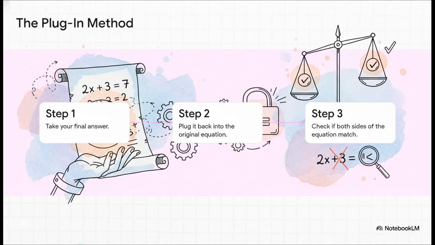This right here, this is the ultimate move. It's called the plug-in method, and it's so simple. Once you have what you think is the final answer, just take it and plug it back into the very first original equation. If the left side equals the right side, you are 100% correct, no doubt about it. If they don't match, you know a mistake is hiding somewhere and you can go back and find it.